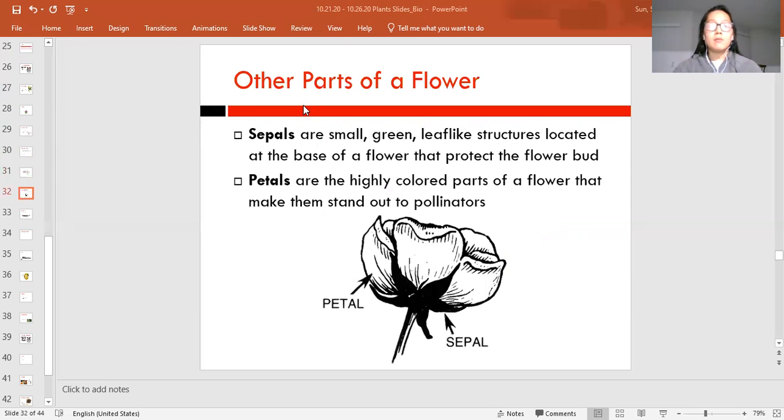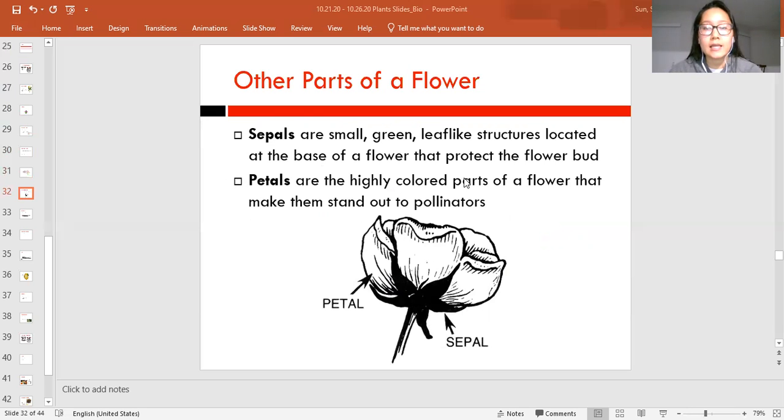Other parts of a flower. So sepals are small green leaf-like structures located at the base of a flower, and they protect the flower bud. They keep them together, they keep them upright, they keep them standing up. So these at the bottom here are the sepals, and they kind of look like mini leaves, and you'll be like, why are there leaves on this flower? But it's actually the sepal. It has its own special name.